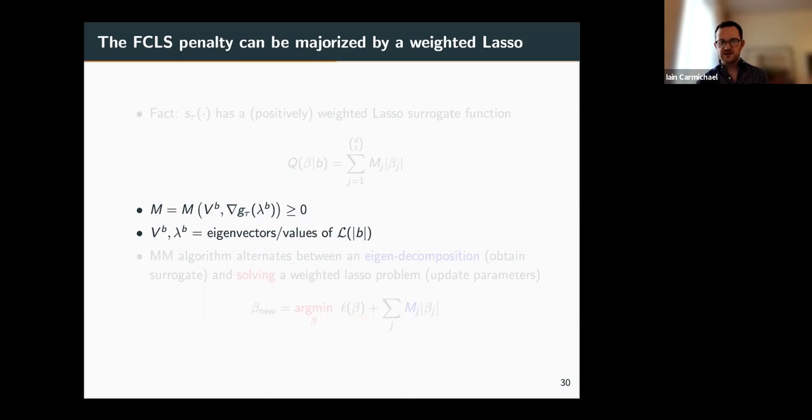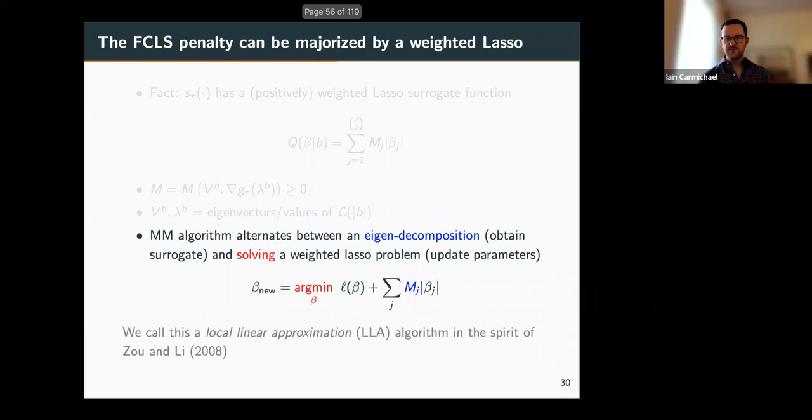And so that's sort of the main part of the majorization step. And so given our current guess, I compute an eigendecomposition of the Laplacian, compute our surrogate function weights. And then once we have our surrogate function, we minimize it. And that's how we update our parameters. So in other words, our MM algorithm alternates between eigendecomposition and then solving a weighted lasso problem, or our convex weighted lasso problem.